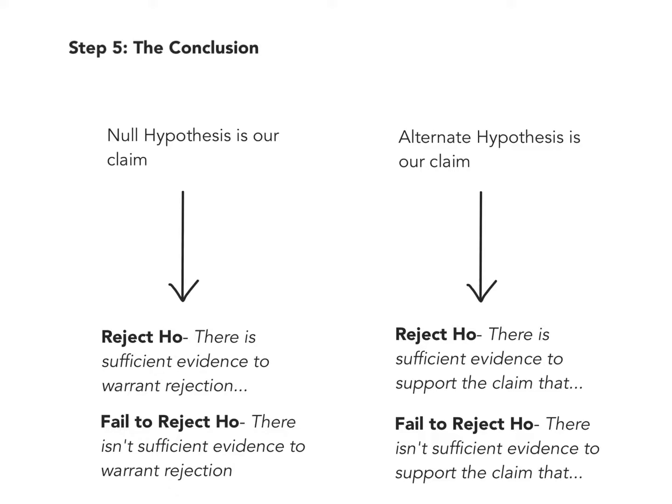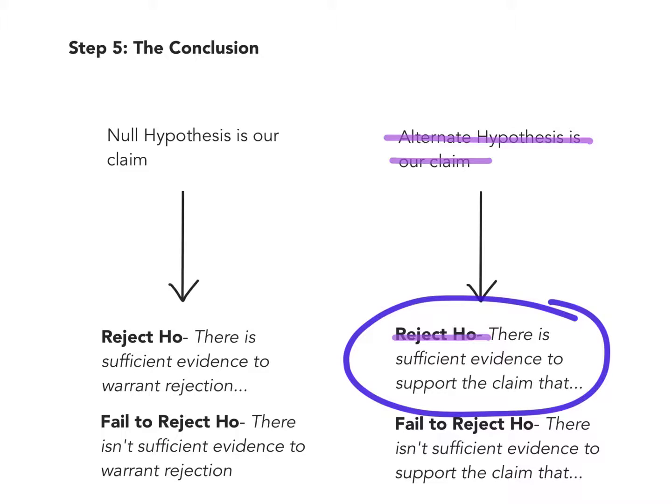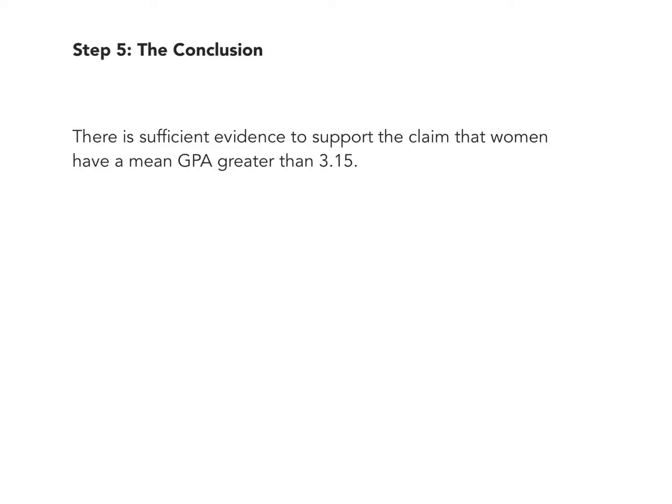Step 5, writing the conclusion. There are 4 possible ways to do this for hypothesis tests. 2 have already been ruled out since we know that our claim is the alternate hypothesis. Here is a visual showing the conclusion possibilities. Because the alternate hypothesis was our claim, and we ended up rejecting H0, we can use this one to help us write our conclusion. To finish up our hypothesis test, we can use all the information we found to say that there is sufficient evidence to support the claim that women have a mean GPA greater than 3.15.